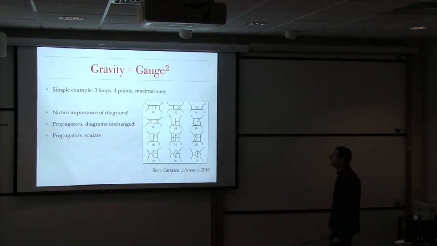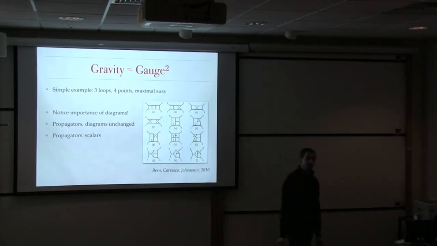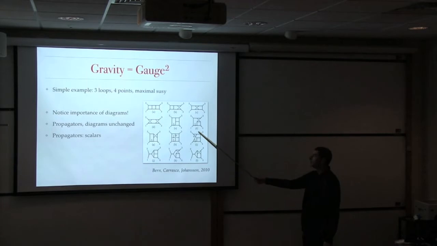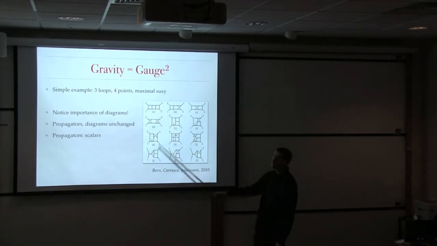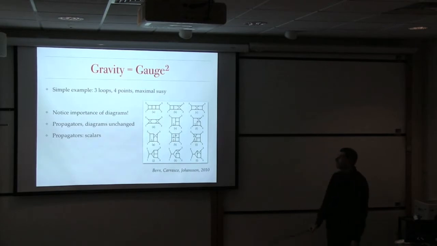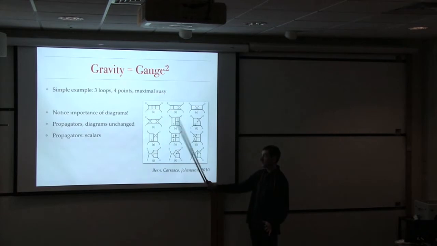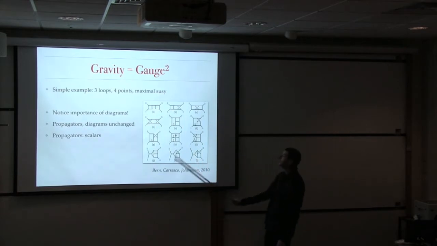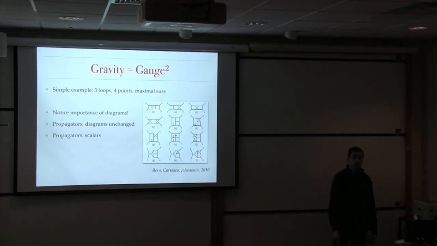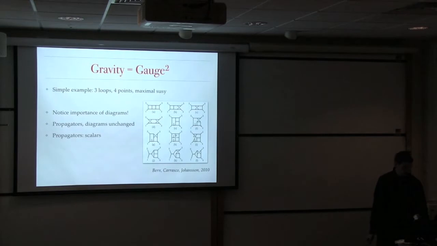Diagrams are important here. Now the thing about the diagrams is that they are unchanged between gauge theory and gravity. It's always the same diagram. The propagators are just scalar propagators, always just scalar propagators. There are no funny factors, no projectors and numerators. So there's some scalar aspect of this story, which is important.